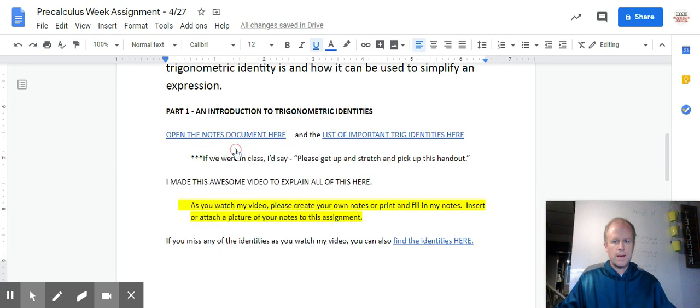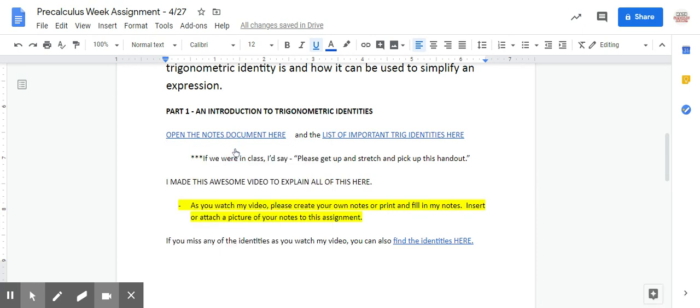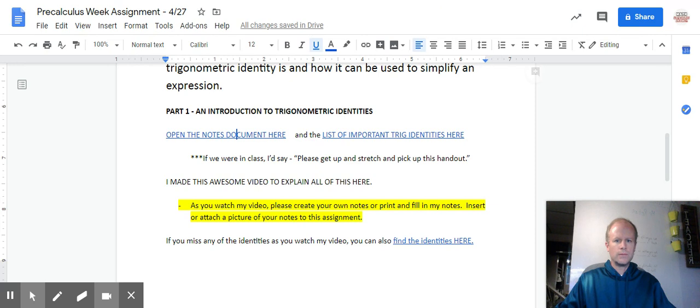When you click on that and you open that up, you can start going through each of those parts of the notes. So I'm going to explain those right now. The first thing the notes talk about is just really what an identity is.